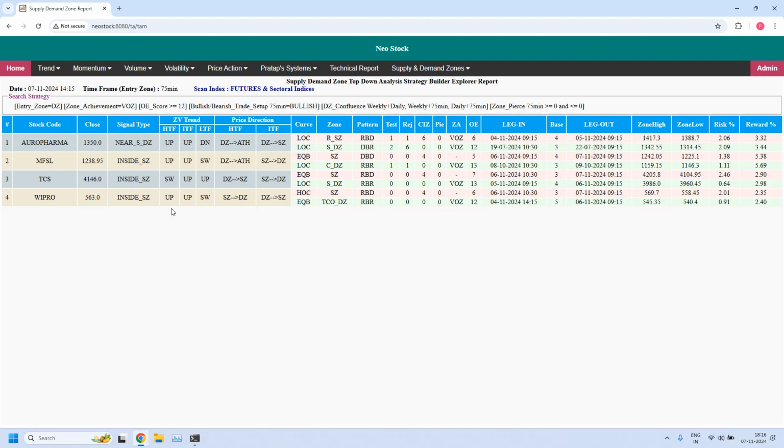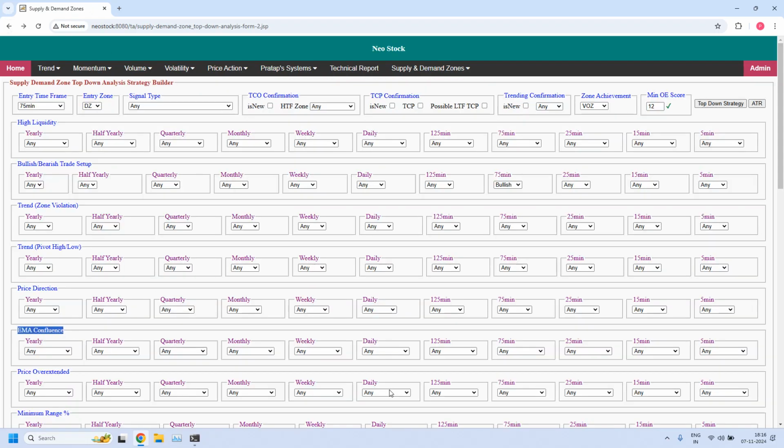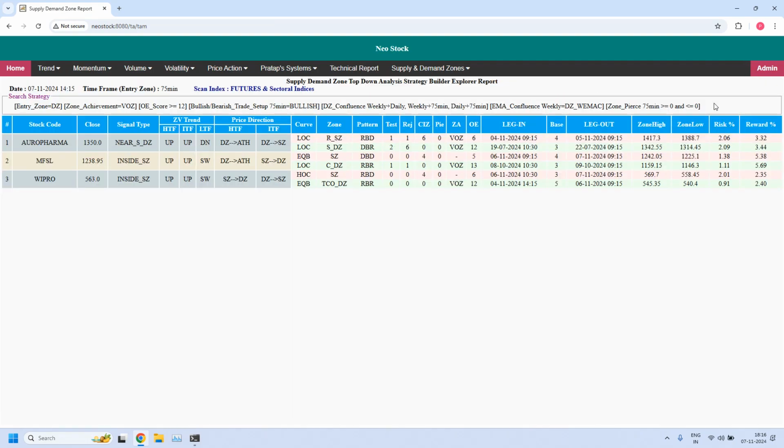And in these 4 weekly demand zones, weekly EMA confluence. But trend should be uptrend. Let's verify in the EMA confluence, weekly time frame, weekly demand zone with weekly EMA confluence. I enabled the filter. With this filter, we got 3 stocks. So these 3 are even more high probability setup because HTF trend is also uptrend in all the 3 stocks.